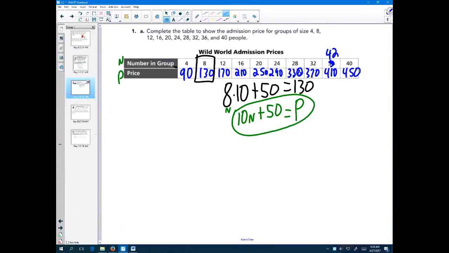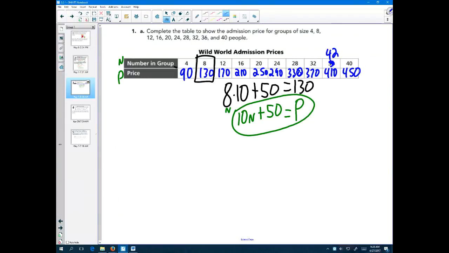So it goes up by 4. Why, Mason? What did you tell me? What's increasing by 4 every time? People. Yeah, it's going up by 4 people every single time. That's why it goes up by 40, because it's going up by 4 people every time. 4 times 10 is the 40.